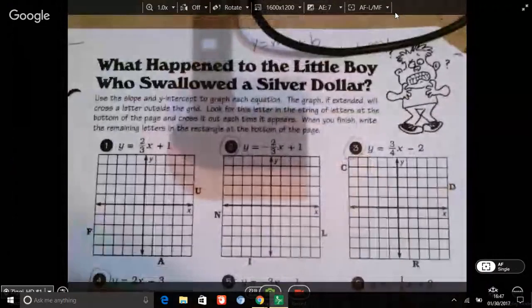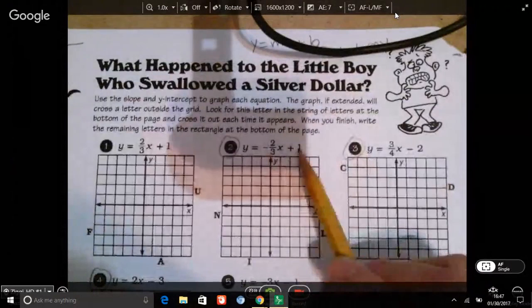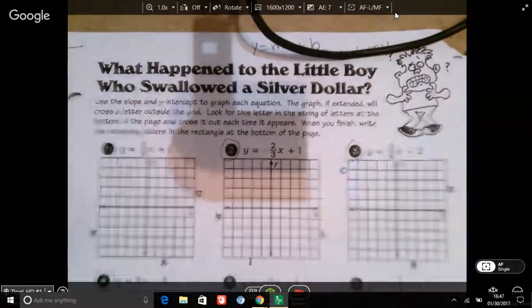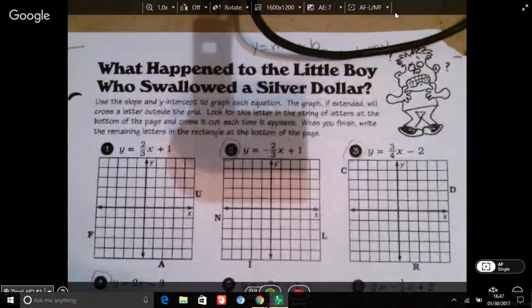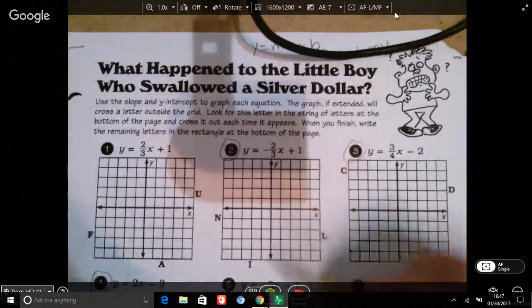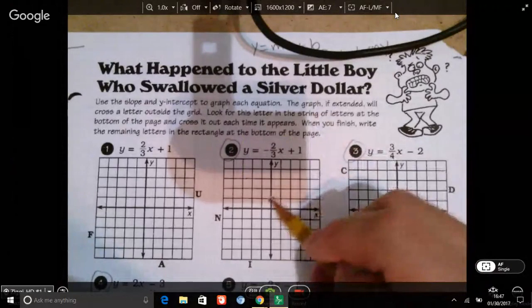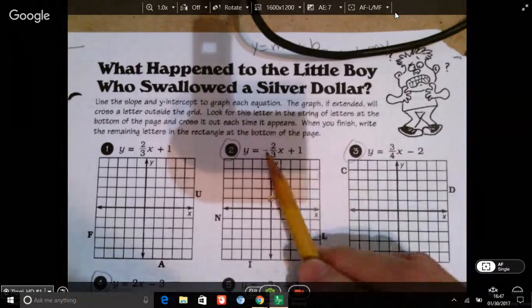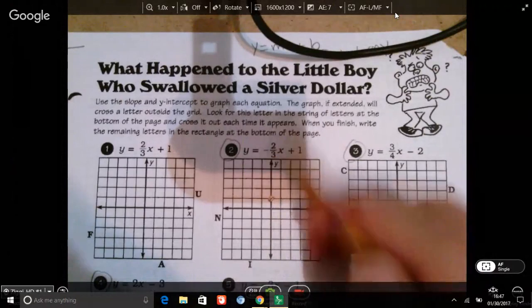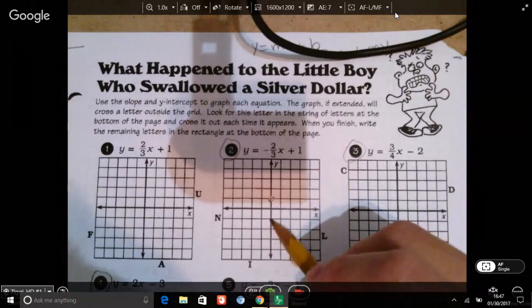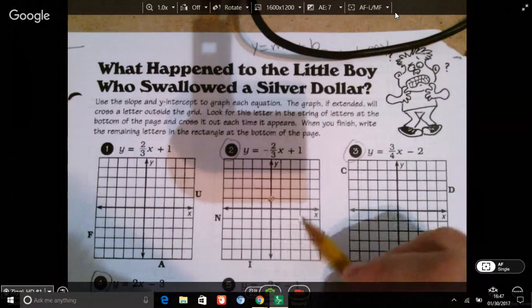For number 2, the y-intercept is 1, the constant, the number that doesn't have the x on it. Since the y-intercept is 1, that's where we start on the y-axis. You just put a dot at 1. The slope is negative, so the top number, 2, you go down. From here, you go down 2. The bottom number, the 3, the denominator, you always go right. So we go down 2 and then right 3. 1, 2, 3. Put a point.